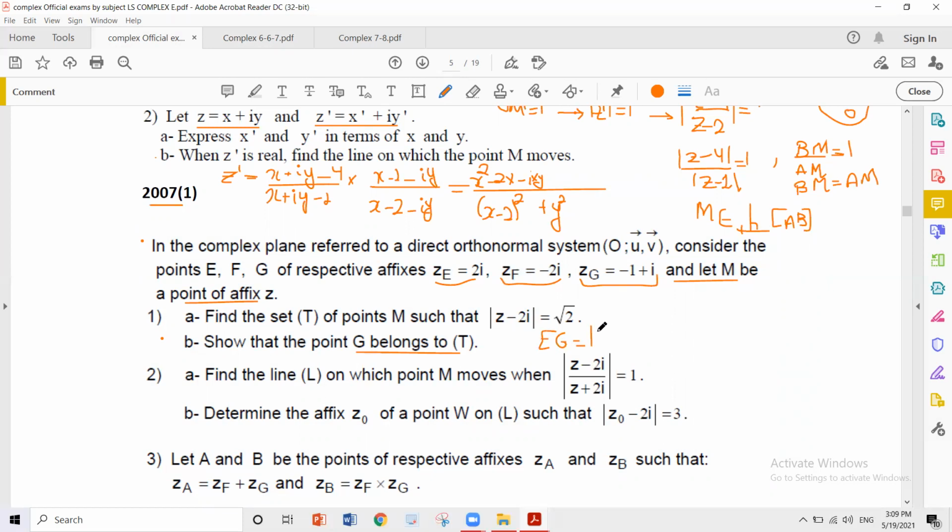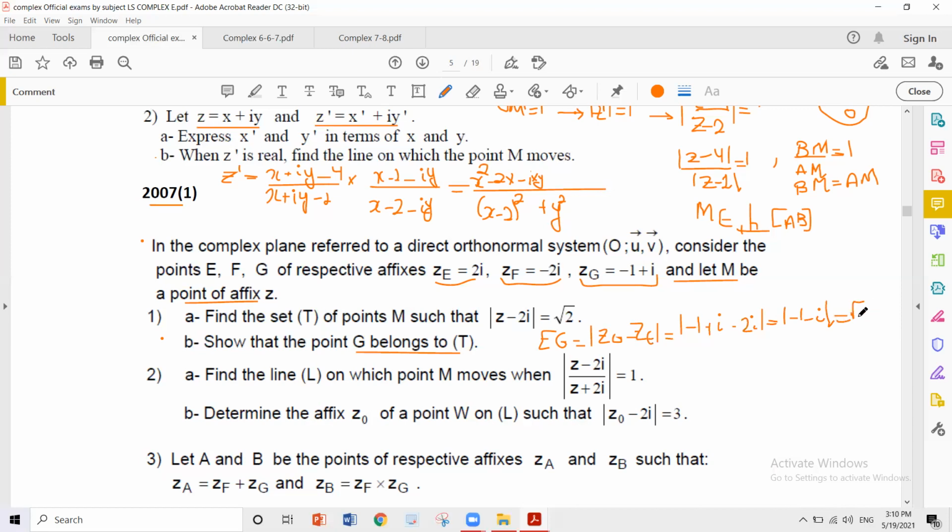Length of EG equals |ZG - ZE|, which equals |-1 + i - 2i|, which equals the modulus of -1 - i, which is radical a squared plus b squared, equal to radical 2.